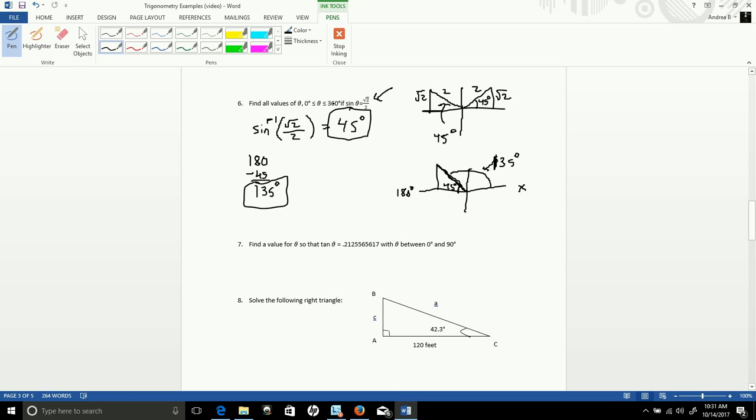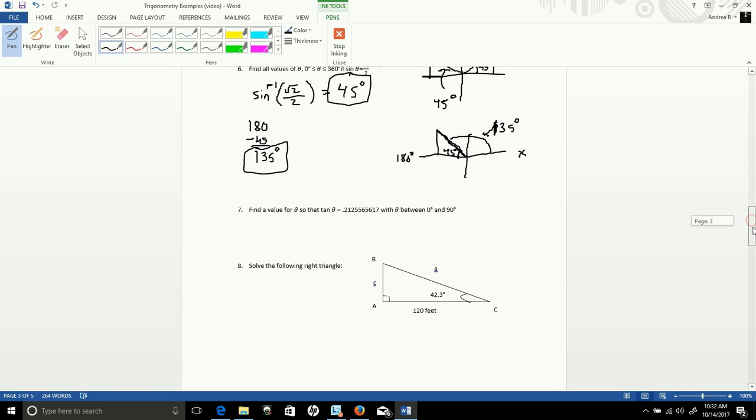If we're dealing with a cosine instead here, we would have to look for where cosine is positive. So remember, cosine has to do with x values rather than the y values. So then you would have to look in the first and the fourth quadrants instead. So it does make a difference which ones you're looking at. Of course, in the homework, you'll get some practice with that as well.